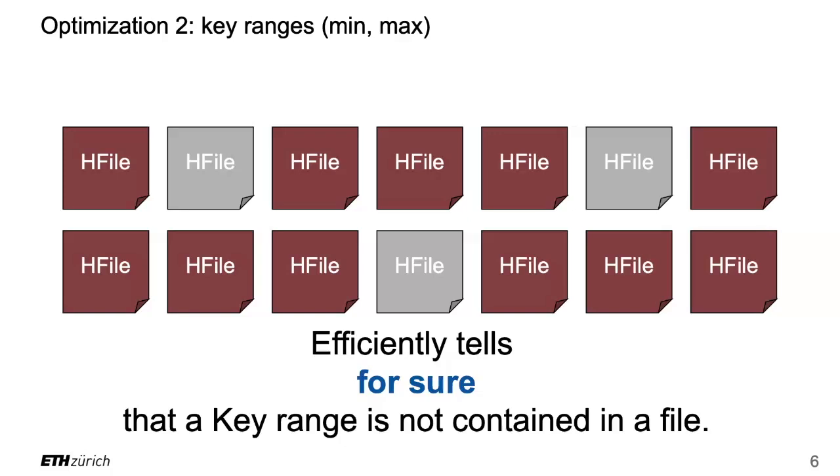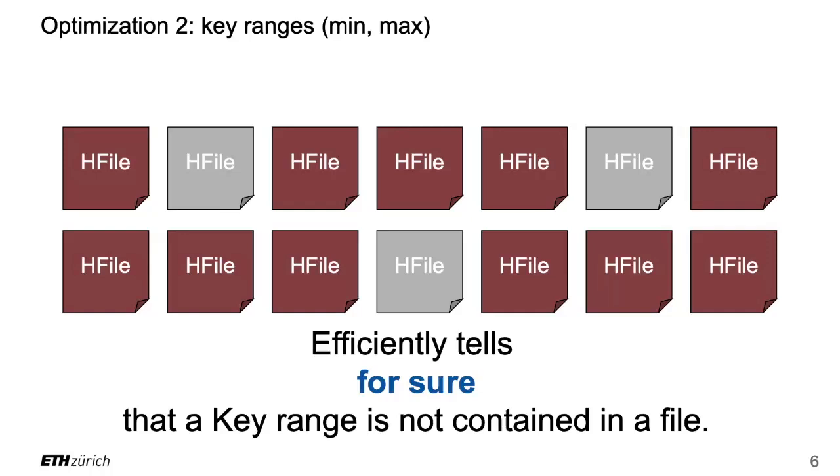Can you do better than that? Yes, if you have extra information that gives you the guarantee that an HFile is not going to contain anything, then you can skip it. How can you have this guarantee? Well, you have two ways, basically. There are many others, but I'm going to explain these two.